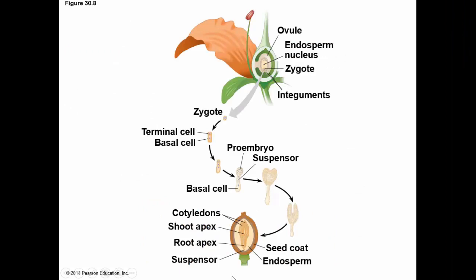So in this picture here, we see a flower in which fertilization has just occurred, and the zygote is present as a single cell. Here we see the developing embryo. The basal cell is the one that's involved in anchoring the embryo to the parent plant. We then see further cell division of the terminal cell, and we start to see the beginnings of cellular differentiation.